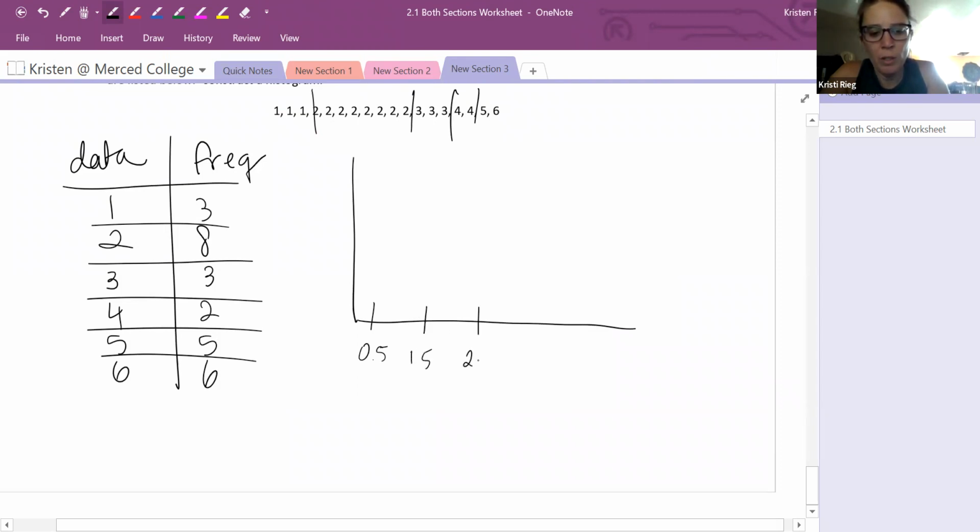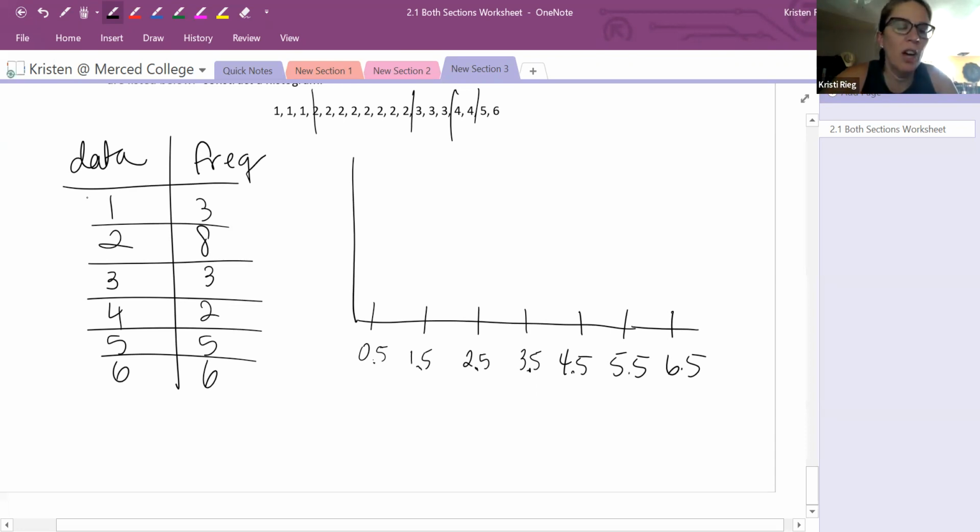1.5, 2.5, 3.5. Oops, these are decimals. They're not showing up very well. 4.5, 5.5, and 6.5. All of the widths are the same. These all have a bin width of 1. And so then let's see, it goes up to 8. So let's see, 1, 2, 3, 4, 5, 6, 7, 8.